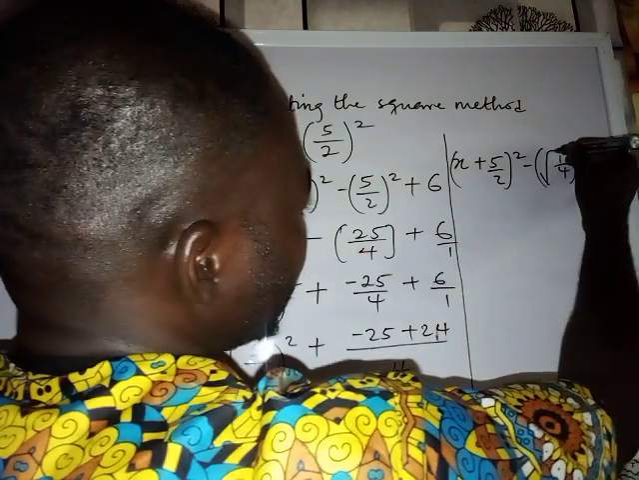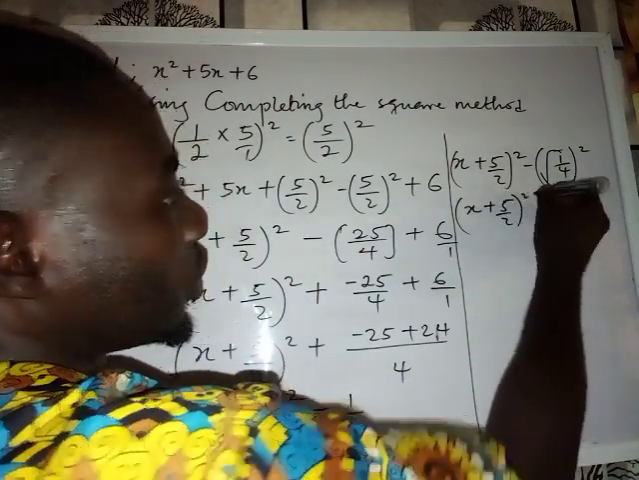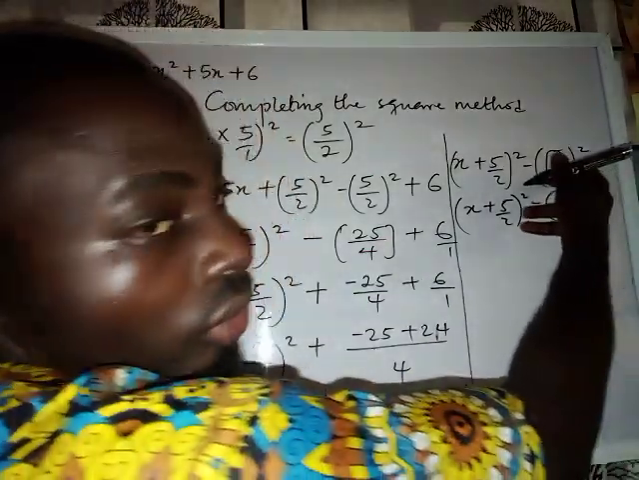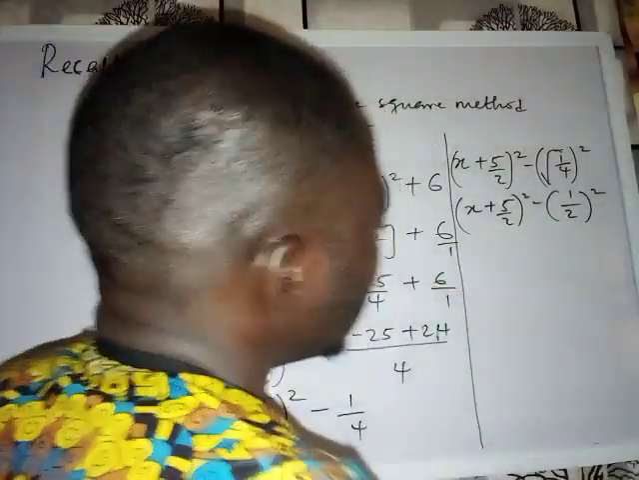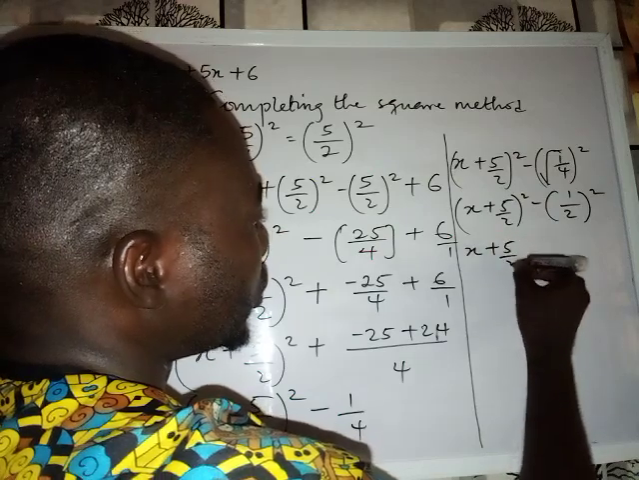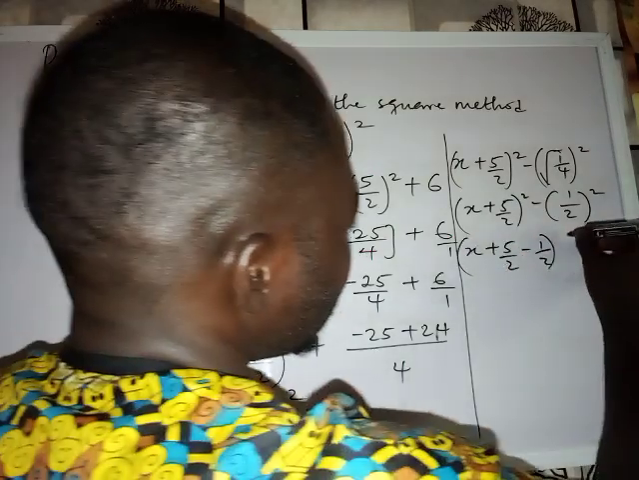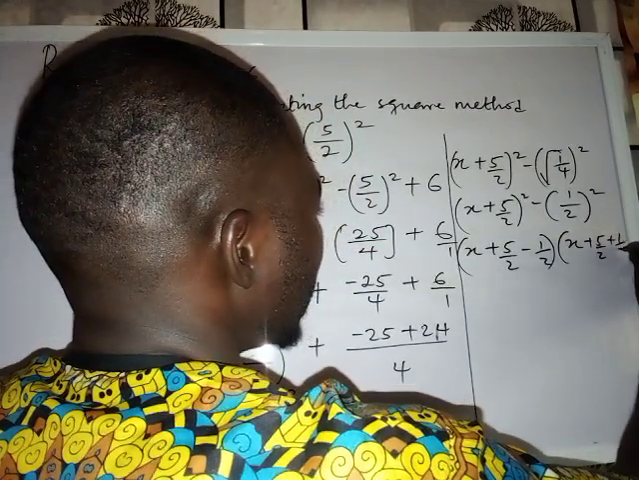So it is just another form. Now (x plus 5 over 2) all squared. The square root of 1 is 1, the square root of 4 is 2, all squared. Now it has given me a difference of two squares. So I now pick the negative part, x plus 5 over 2 minus 1 over 2. Then the positive part, x plus 5 over 2 plus 1 over 2.